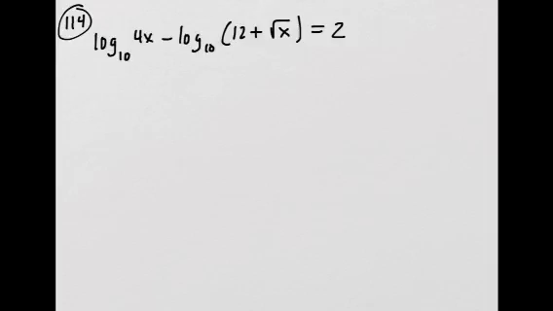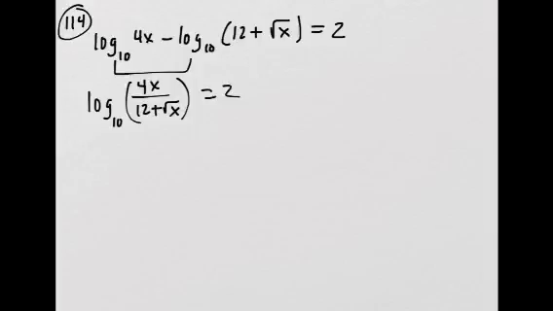Okay, so I'm going to combine this left side as a single log. The difference of two logs with the same base is the log of the quotient. So this becomes log base 10. And again, the 10 you can leave or keep, it doesn't really matter. And then here I get 12 plus square root of x equals 2. So now I'm going to change it to exponential form. So this is 10 squared equals 4x over 12 plus square root of x.